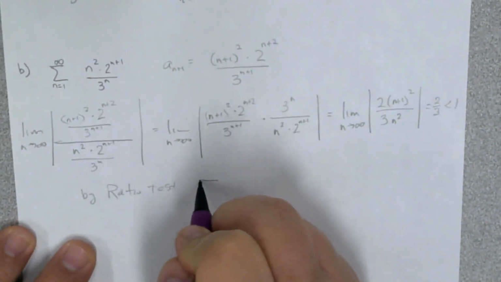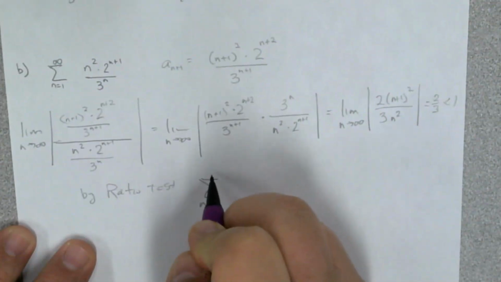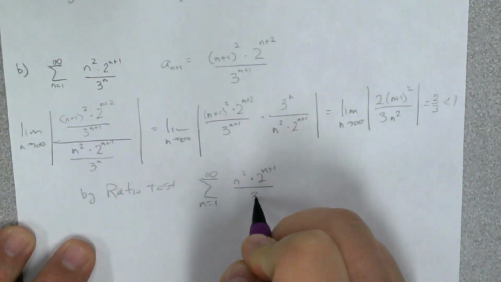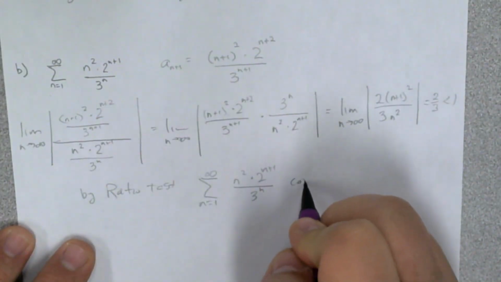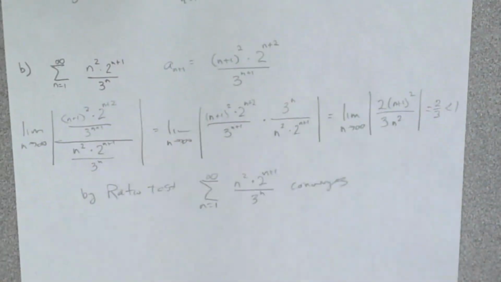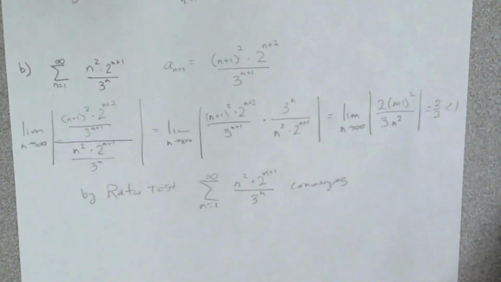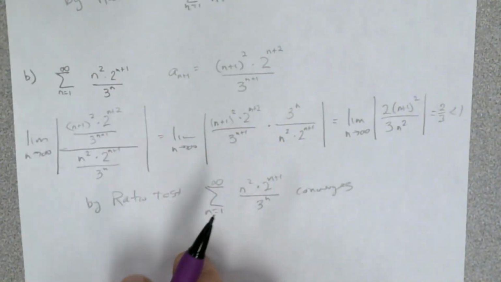that the original series of n squared 2 to the n plus 1 over 3 to the n converges. And that's how that works. Okay, so if you have any questions about how I got and worked this out, just make sure you ask. I have one more example for this on the right here.